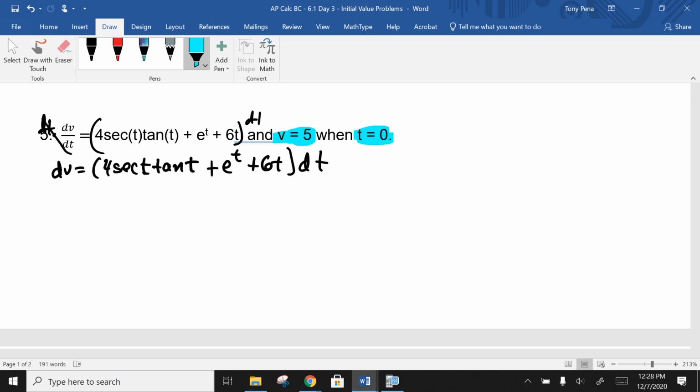But that's what we get initially when we separate our variables. Then you were told that at the time of 0, our velocity is 5. The reason that is important, really understand what this is. Isn't this a change in velocity over a change in time? And isn't change in velocity over change in time really just a different way of expressing an acceleration, change in velocity with respect to time?